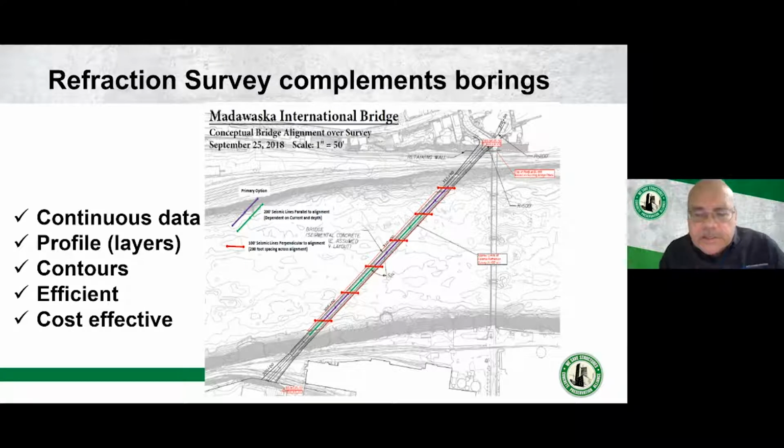We did a continuous seismic refraction survey along that hypotenuse, and then a series of lines that were parallel to the flow, the red ones there. And we did this in about 2 days. It was about 1,300 feet, a quarter of a mile or so across the river. 2 days worth of data gave a complete continuous contour of the rock in that area.